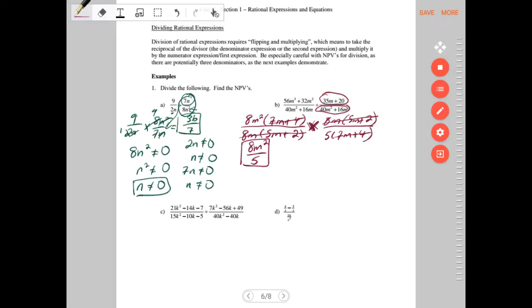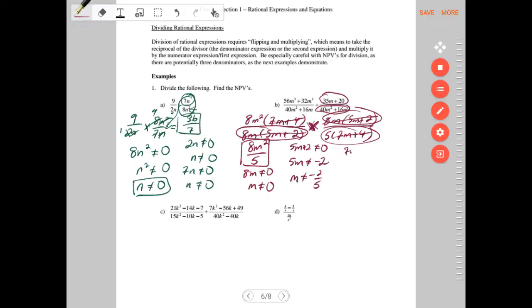Okay, let's find any NPVs. Remember, this guy here and this guy here are the same, so I don't have to go through and do that twice. So I just have to do this once and this guy here. All right, so 8m cannot be 0. Divide both sides by 8. m cannot be 0. We have 5m plus 2 cannot be 0. I'm going to subtract 2 from both sides. 0 take away 2 is negative 2. And divide both sides by 5. So m cannot equal negative 2/5.